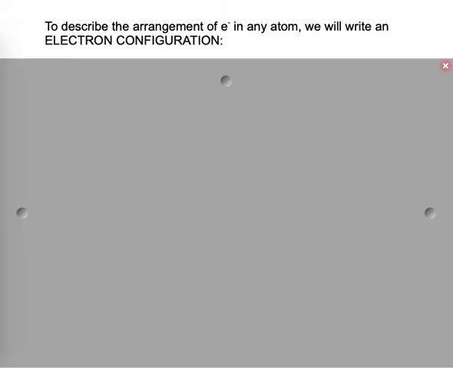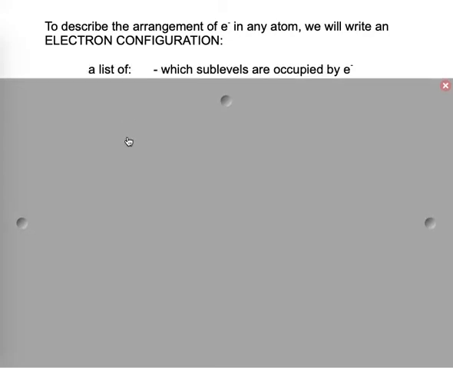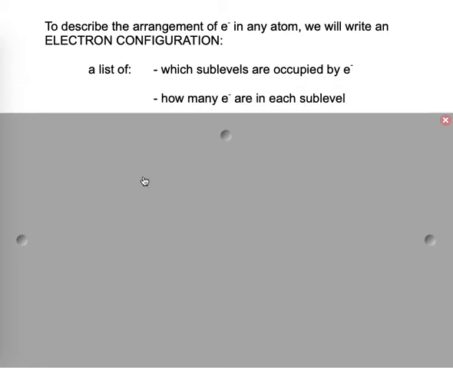To describe the arrangement of electrons in any atom, we will write what is called an electron configuration. An electron configuration is a list of which sublevels are occupied by electrons and how many electrons are in each sublevel.